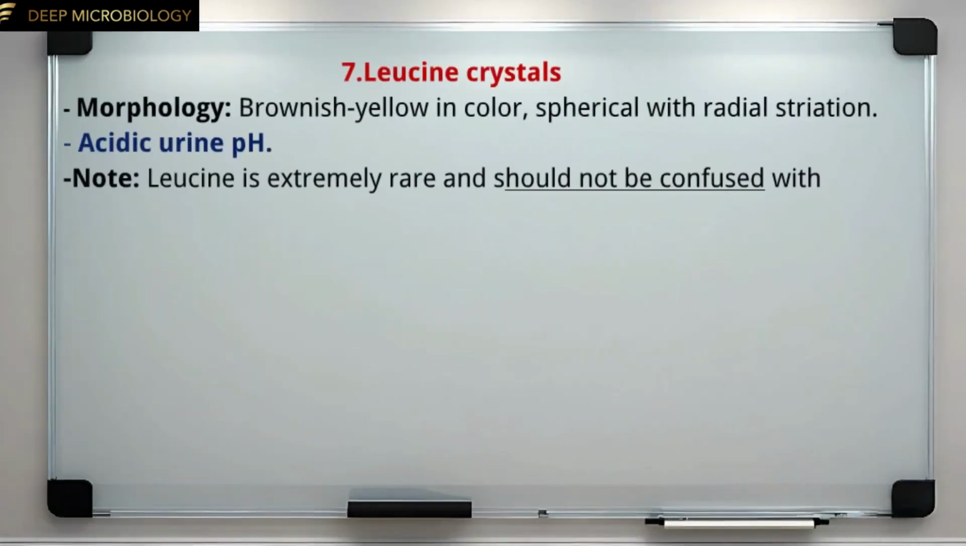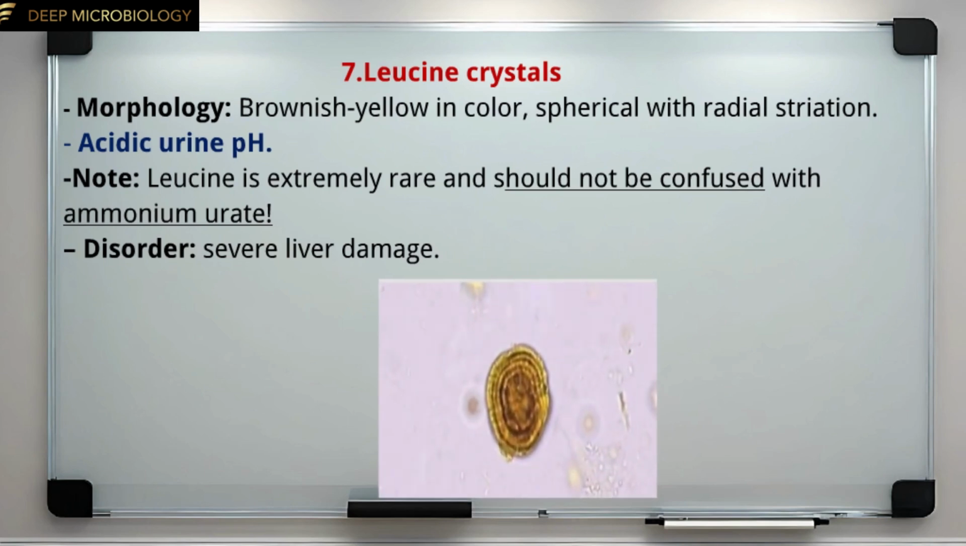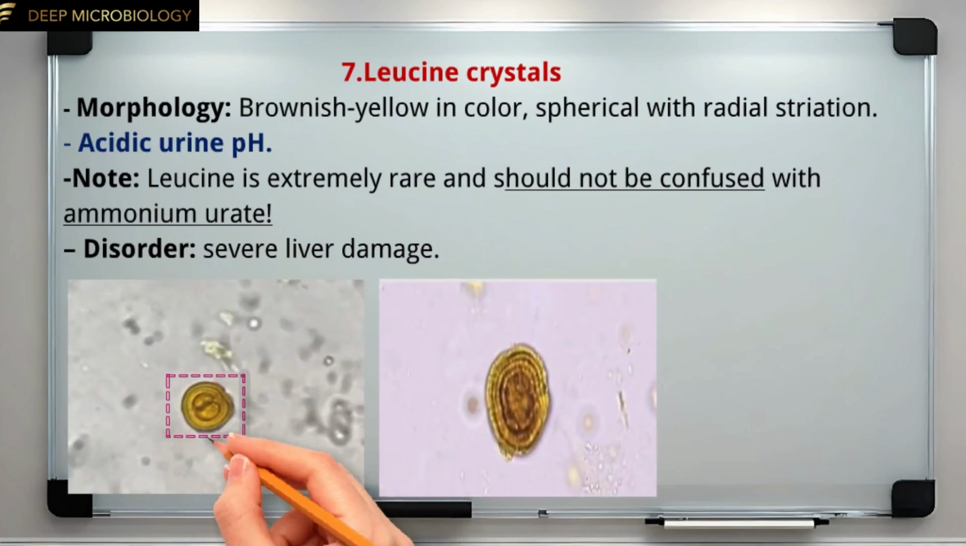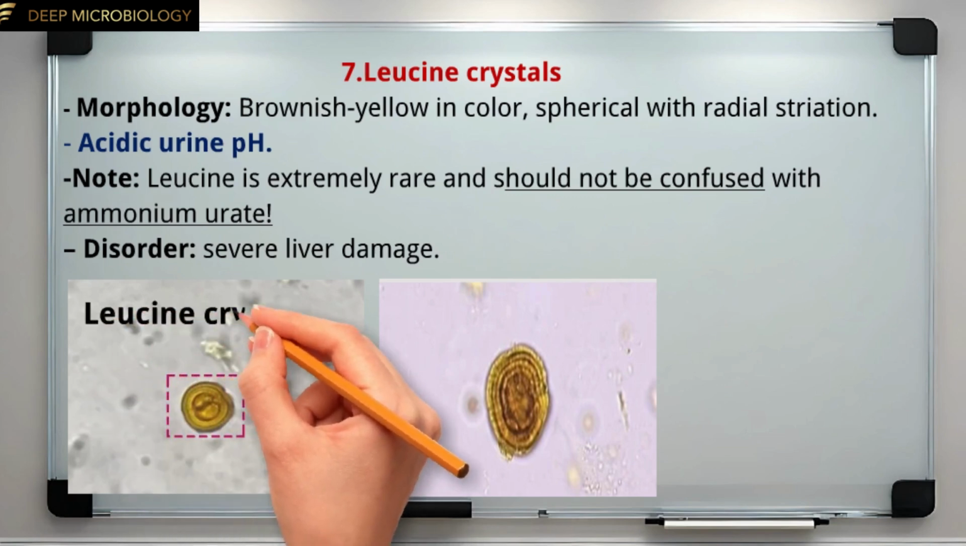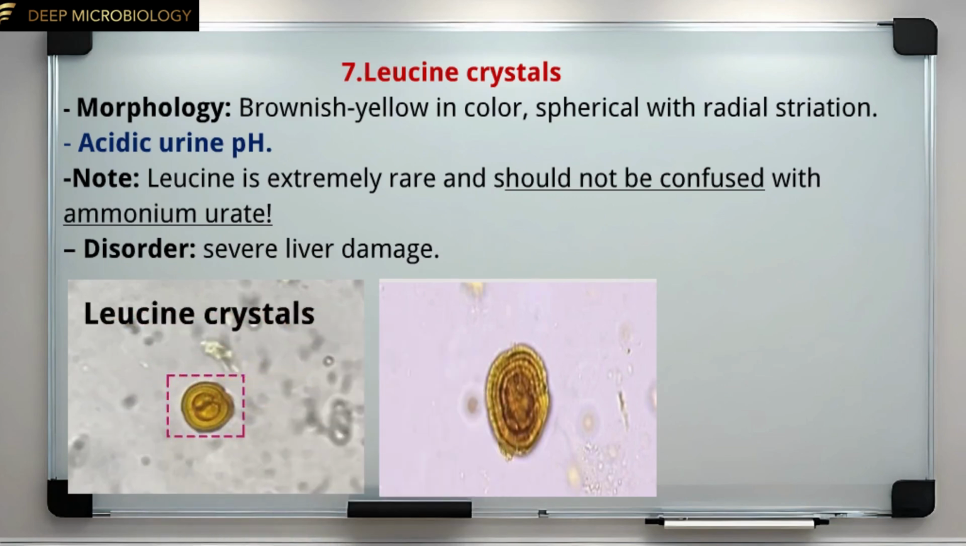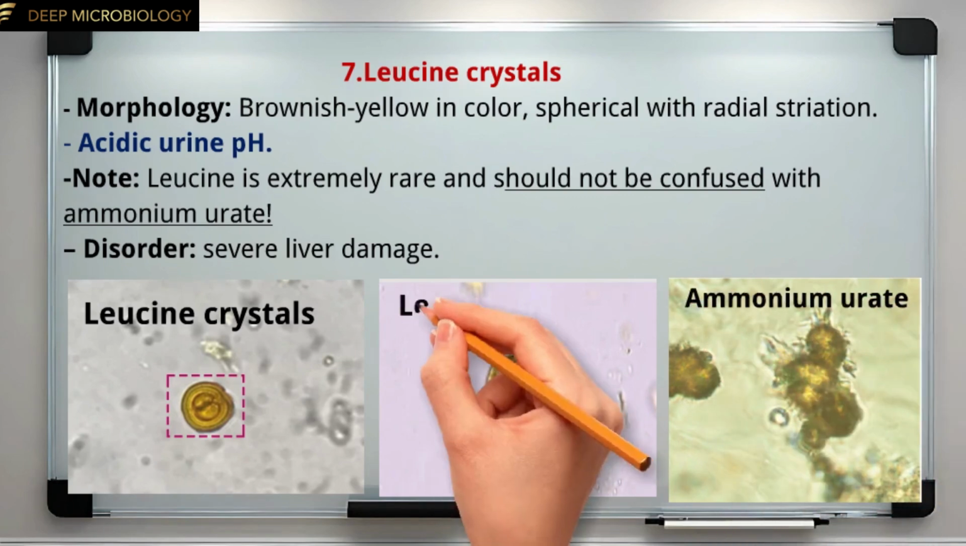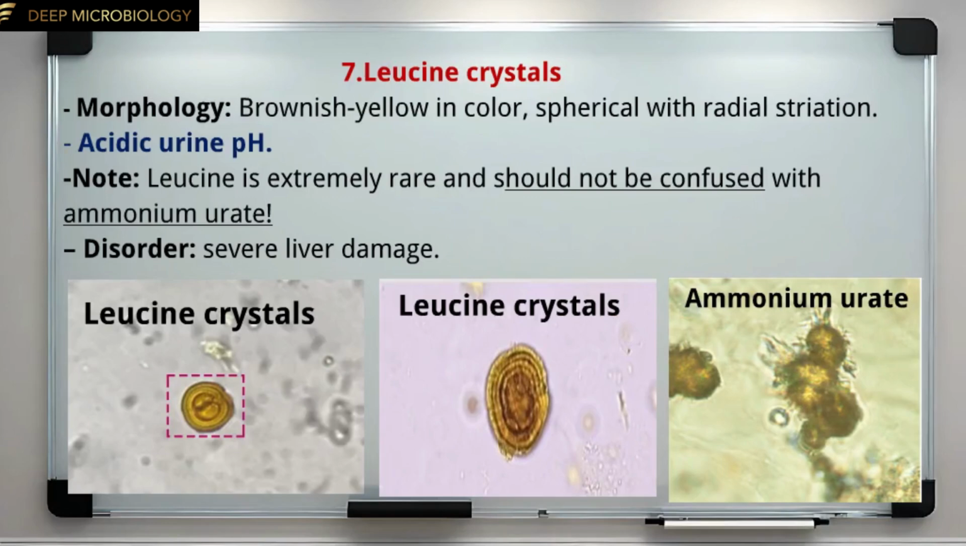7. Leucine crystals. Morphology: brownish-yellow in color, spherical with radial striation, found in acidic urine pH. Note: leucine is extremely rare and should not be confused with ammonium urate. Leucine crystals are clinically associated with severe liver damage.